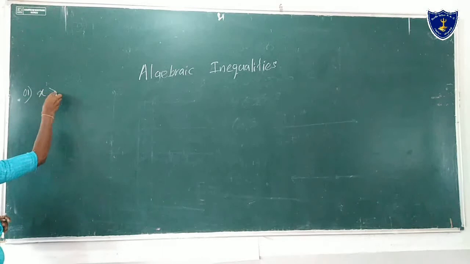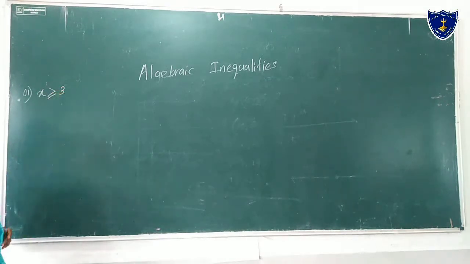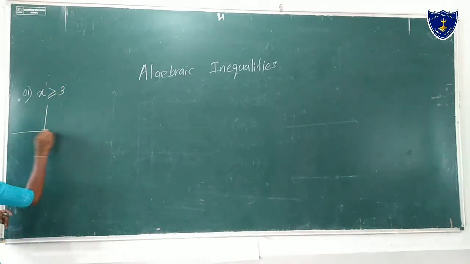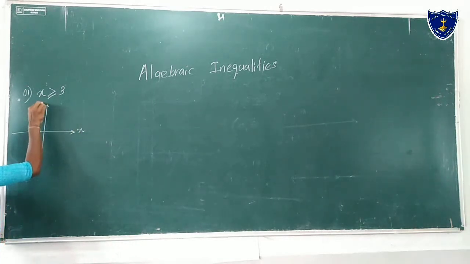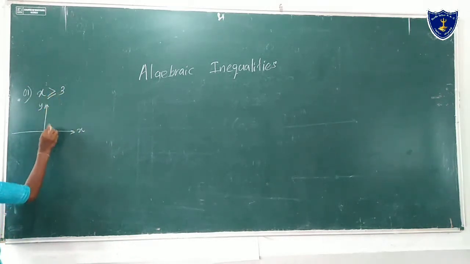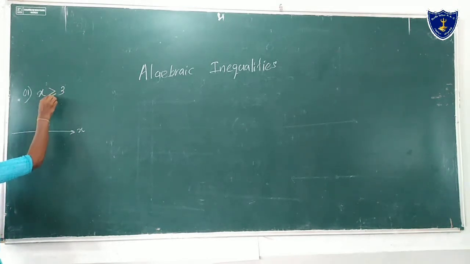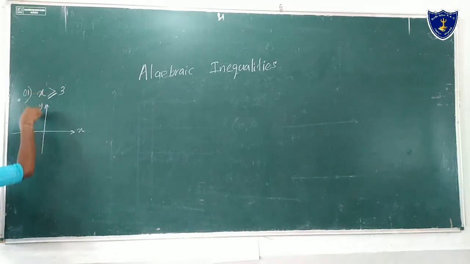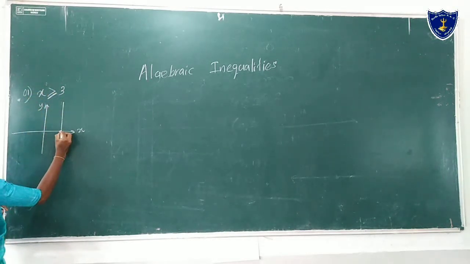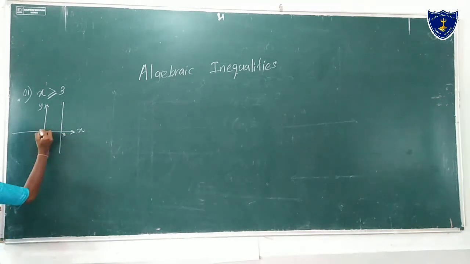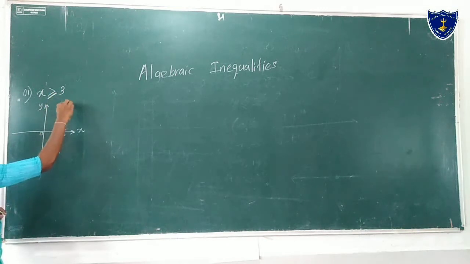x greater than or equal to 3. This is a rough sketch. x, y, positive 3. Draw the point positive 3. You have to draw a straight line segment which is parallel to the y-axis. Draw a straight line segment and mark this point as positive 3. Here 0. Okay, x greater than.